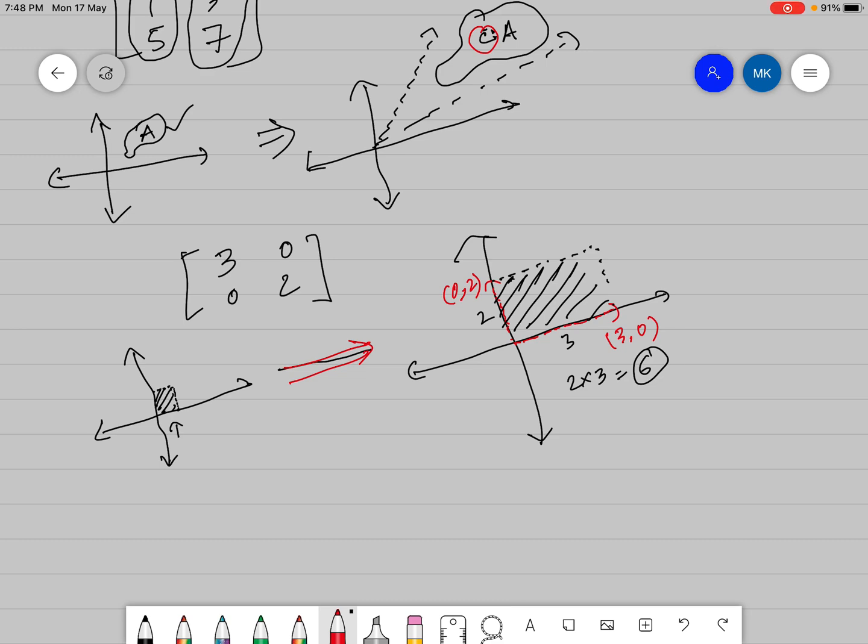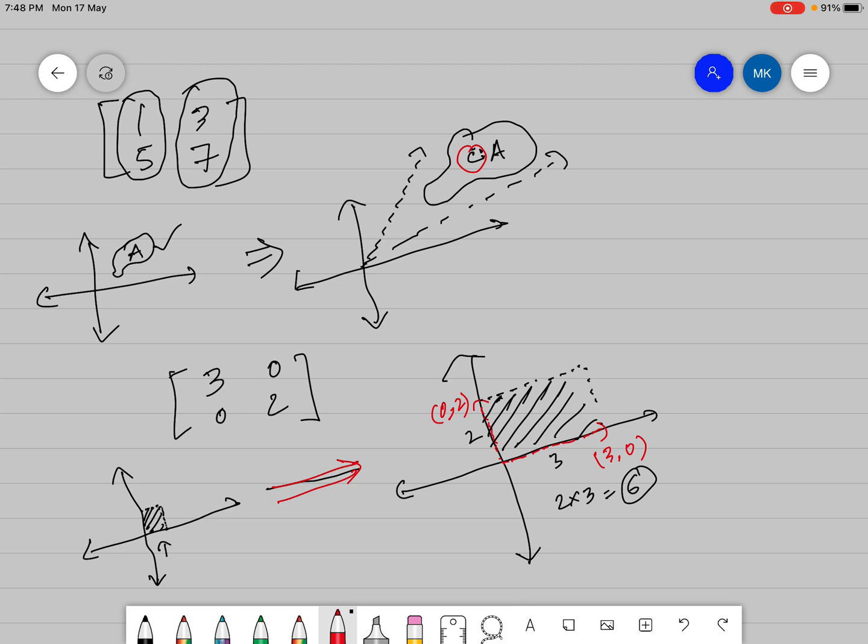Okay, so by the determinant, if I tell you that the determinant of this matrix is 2, you'll have to have an idea in your head that if I do any linear transformation by this matrix, which has a determinant of 2, then after the transformation the area will be increased or scaled by a factor of 2, or the area would be doubled.